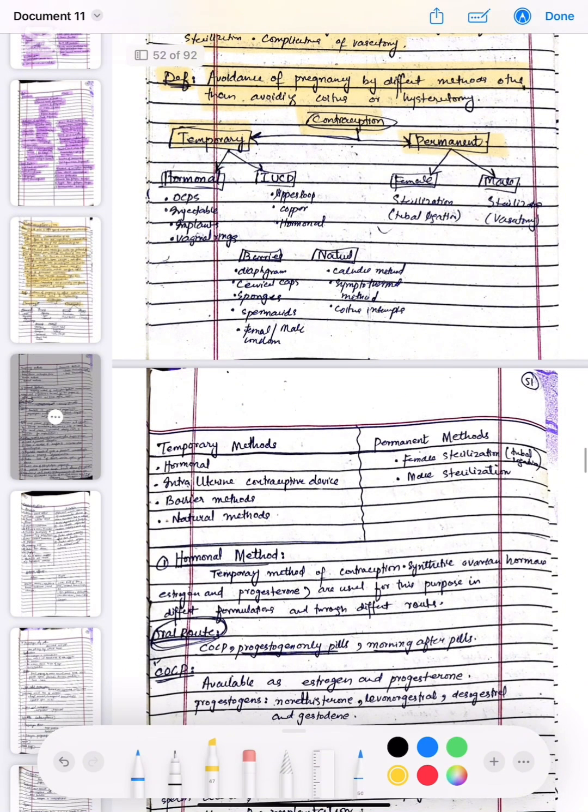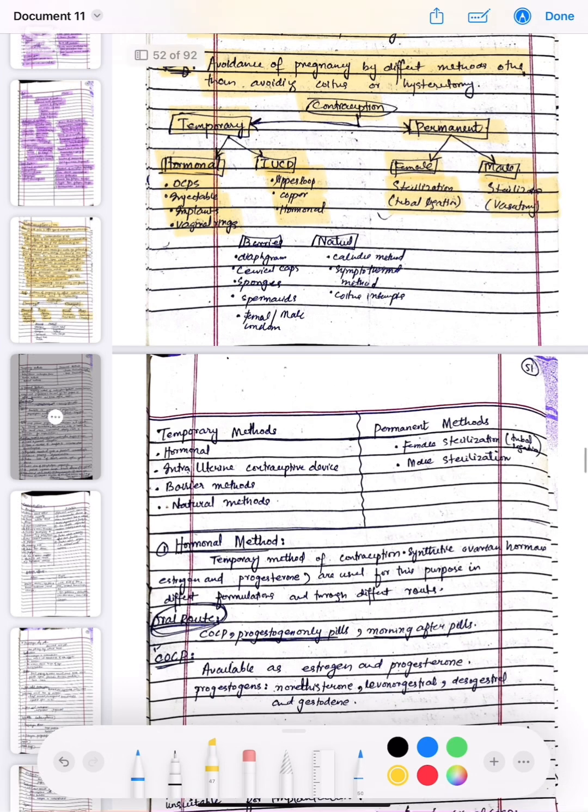For temporary contraception, we have the hormonal methods and intrauterine contraceptive devices. The hormonal methods are OCPs, injectables, implants, and vaginal rings. Intrauterine contraceptive devices are Lippes loop, copper, and hormonal. Then the permanent methods are the female methods and the male methods. The female method is sterilization, that is tubal ligation, and the male method is sterilization, that is vasectomy.